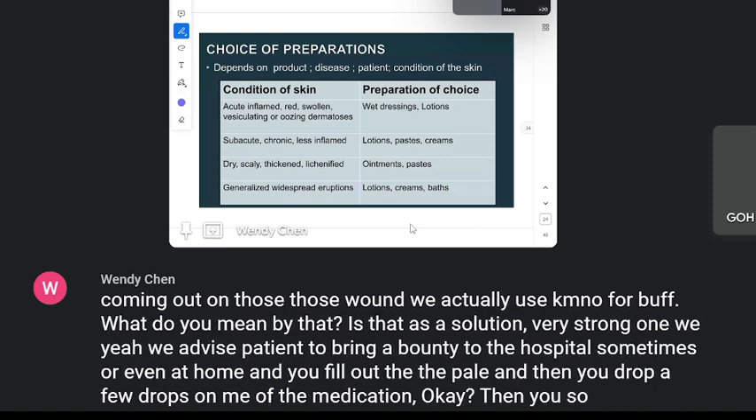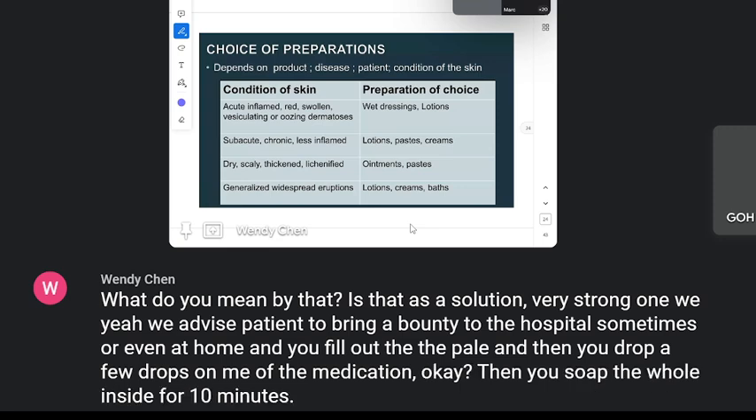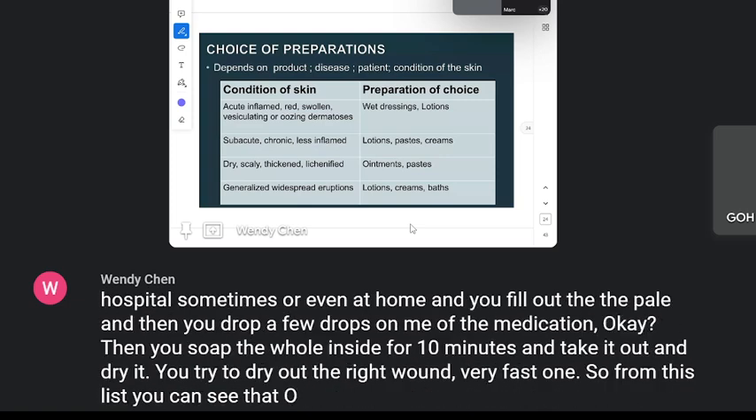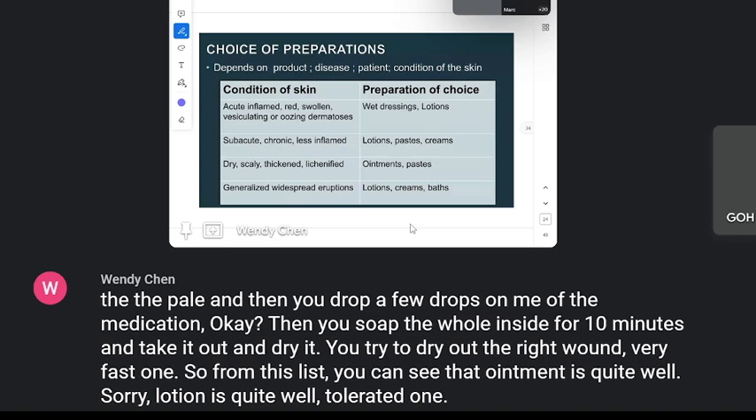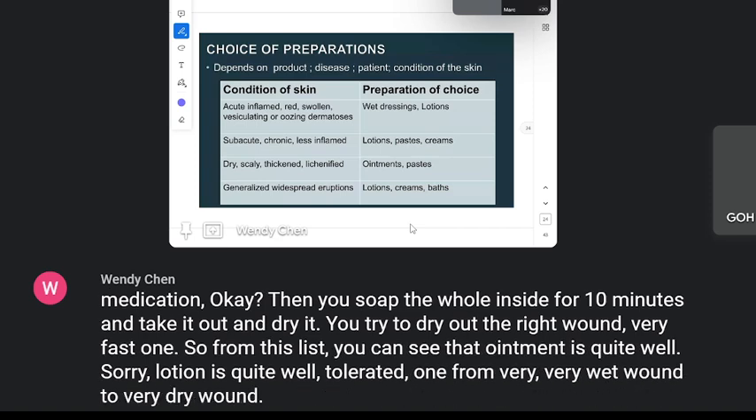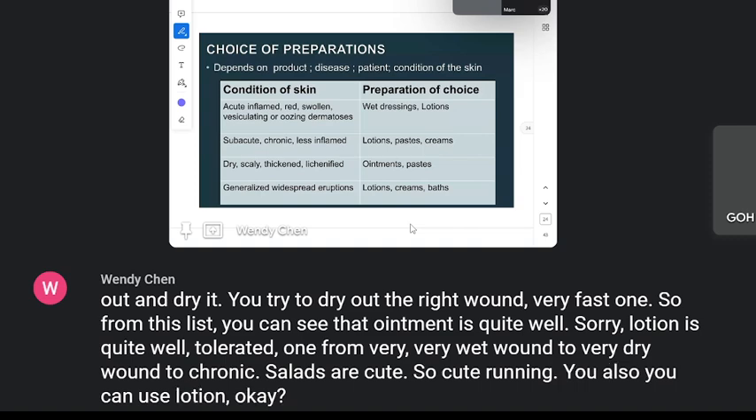Okay, then you soak the whole leg inside for 10 minutes, then you take it out and dry it. You will try to dry up the wet wound very fast. So from this list, you can see that ointment is quite well, lotion is quite well tolerated. From very wet wound to very dry wound to chronic, subacute, chronic, also you can use lotion, okay?